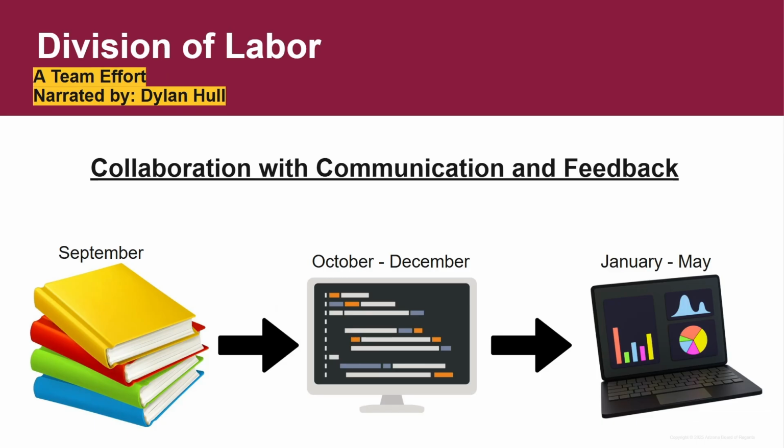Our project is built on collaboration and communication. Everyone takes part in research, coding, and design, while weekly meetings keep us organized and give us a chance to share feedback. The work follows a clear timeline. We began with research and design in September, moved into coding and testing through December, and then we'll finish with the interface and documentation from January to May.